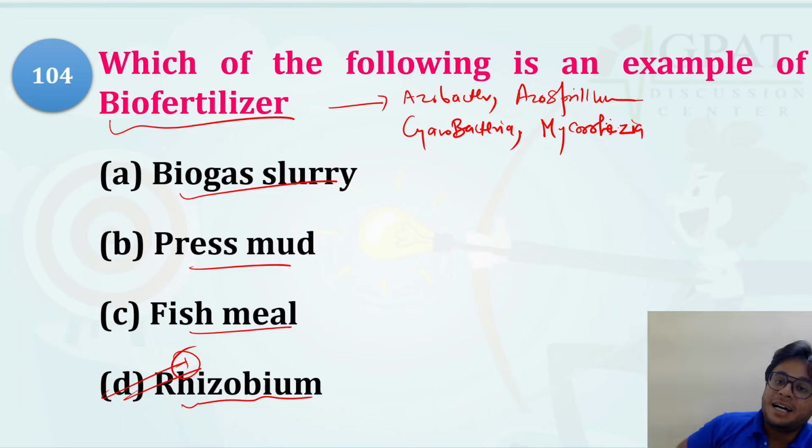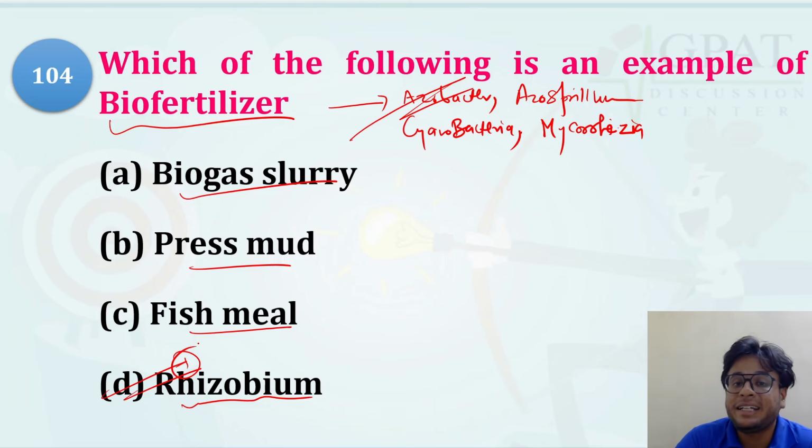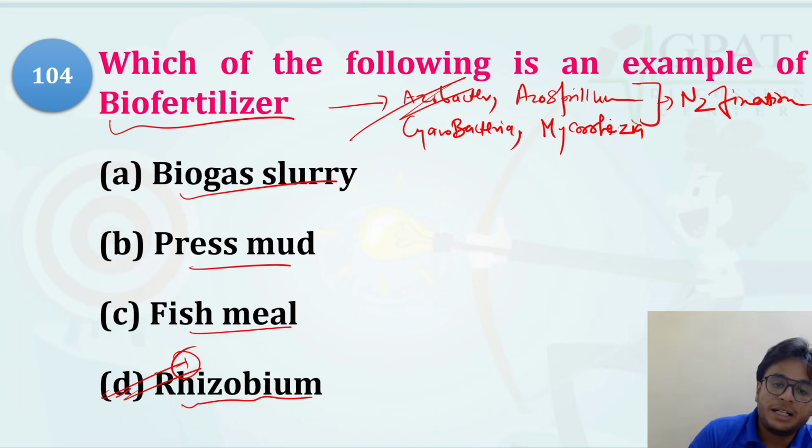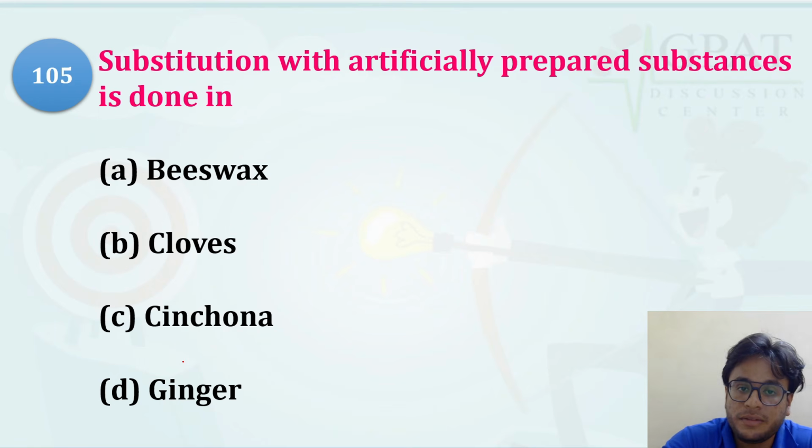Okay, are there some other examples other than Rhizobium that act as a biofertilizer by nitrogen fixation? So D is going to be the correct option. We are moving towards our next question.